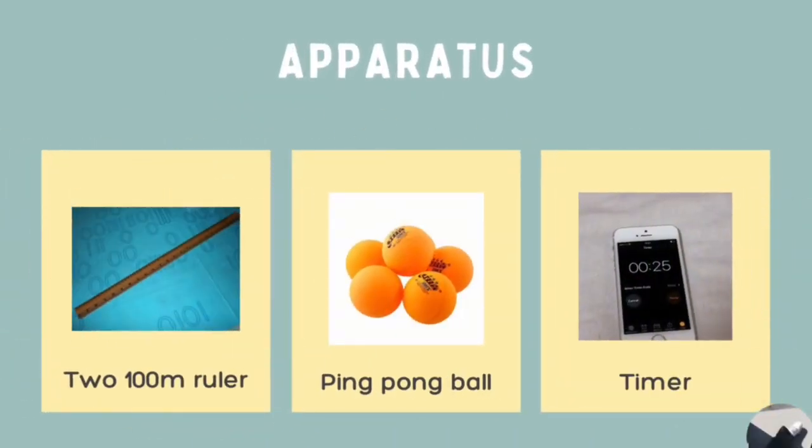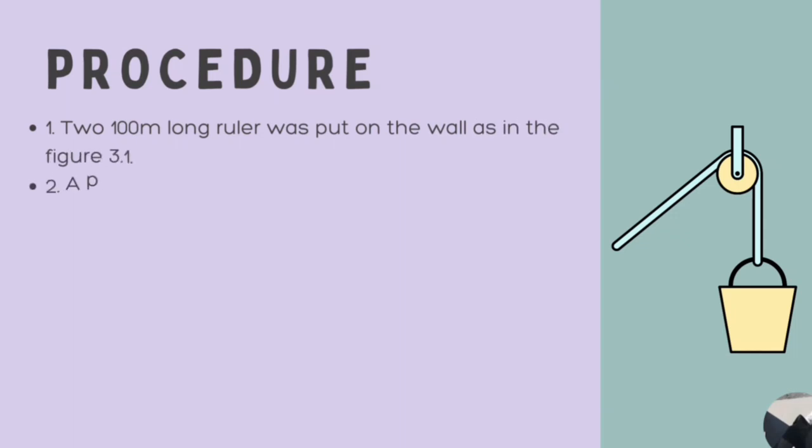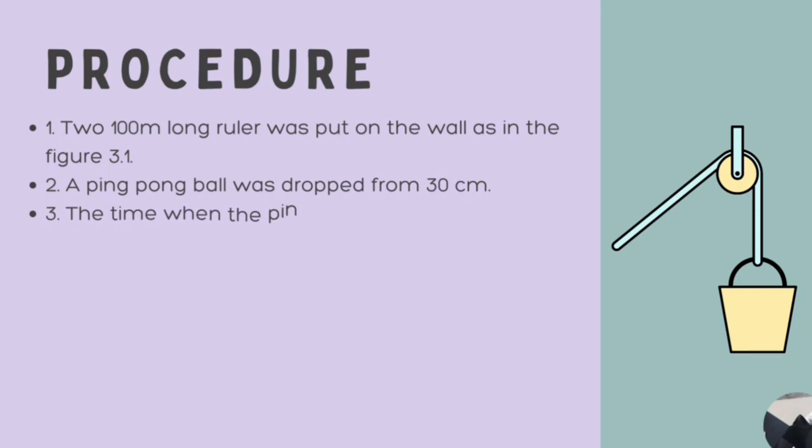For apparatus, we use a 200-meter long ruler, ping pong ball, and timer. Next is procedure. First, two 100-meter long rulers were put on the wall as in figure 3.1.